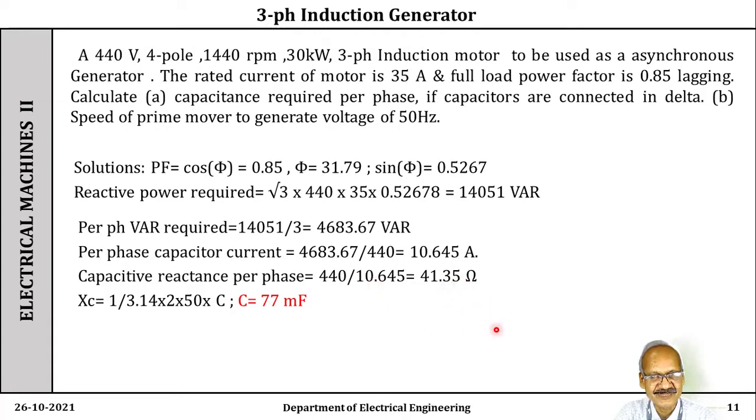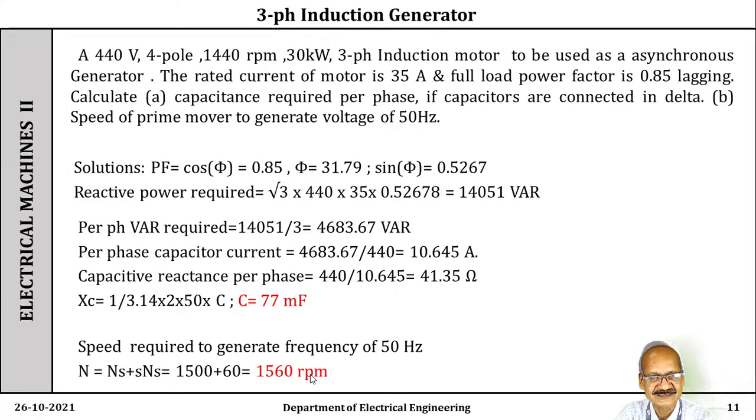And XC equal to, we know XC equals 1 upon omega C or 1 upon 2 pi FC, and therefore C equal to, if you do the calculations, you will get C equal to 77 microfarad per phase. So this is the capacitance required in order to operate this 3-phase induction motor as an induction generator delivering the 30 kilowatt power.